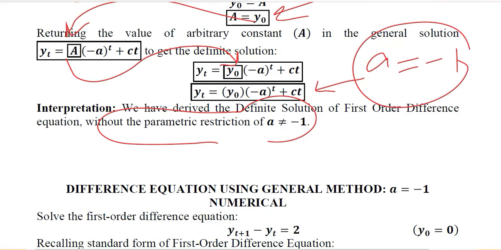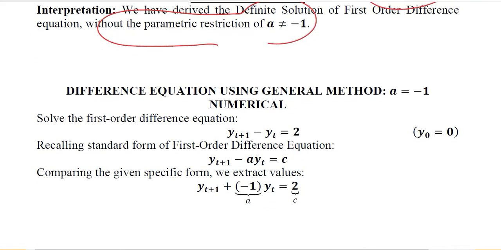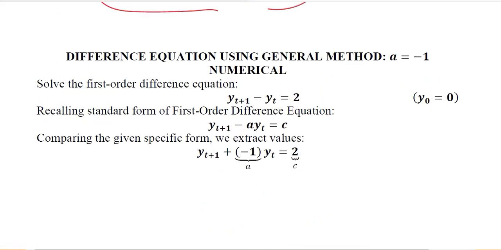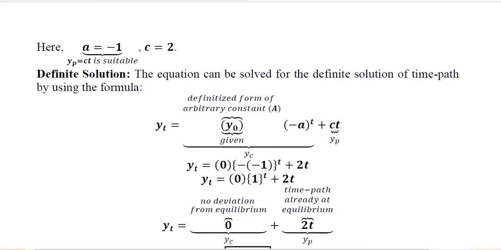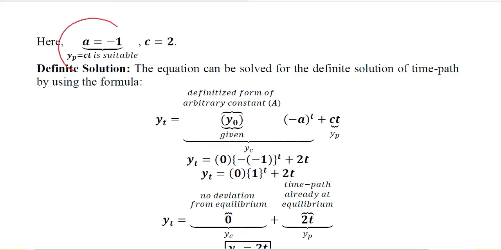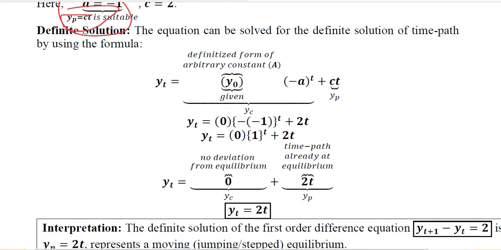Now we should solve it numerically, and we have a certain numerical example here. This is the first order difference equation in which a clearly can be seen as -1. The initial condition is also given, so we are going to extract the values a and c, and then we can see that a is equal to -1. So this particular integral formula is usable, not the other one. So we are going to use this formula in which we are using the definite solution version.